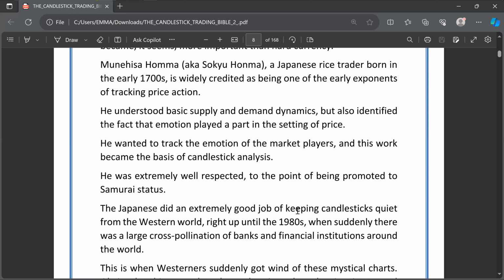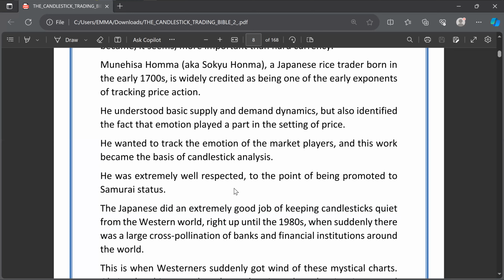Now, he was extremely well respected to the point of being promoted to samurai status. We have about, I think in the whole world, about 3 of them. I think he's one of them. It's a very professional accolade, like a rank. Like professors are, I should say, emeritus or whatever. So he's very learned, right? So he invented this technical candlestick pattern analysis idea. That is it. Now, the Japanese did an extremely good job of keeping candlesticks quiet, right?